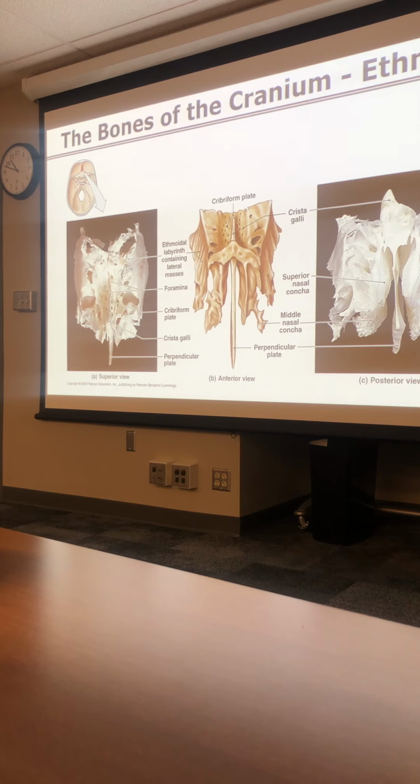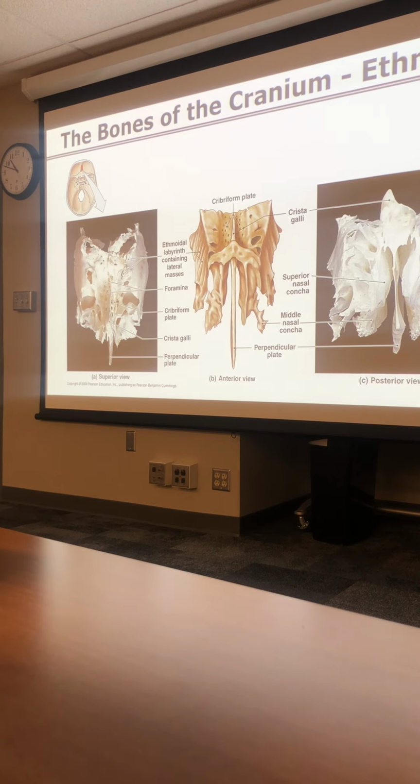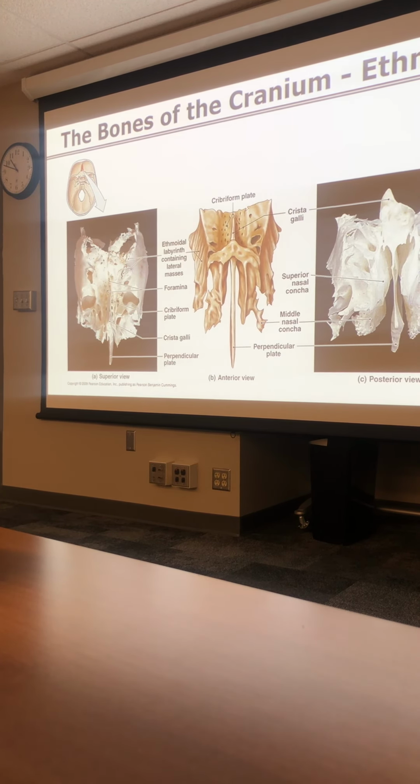So we go inferiorly, there's that perpendicular plate. That perpendicular plate is important because it's going to be connecting with the vomer bone and a piece of hyaline cartilage to create the nasal septum. So helping to make the nasal septum.